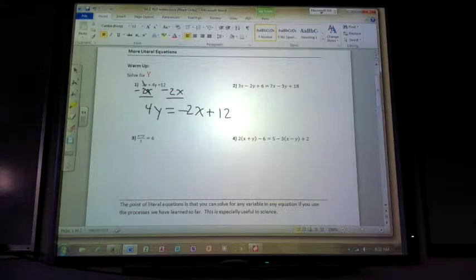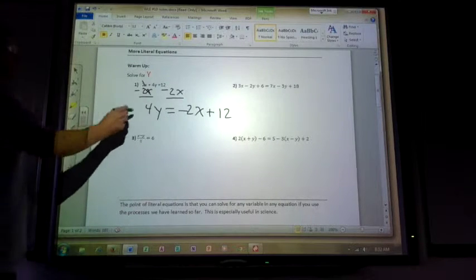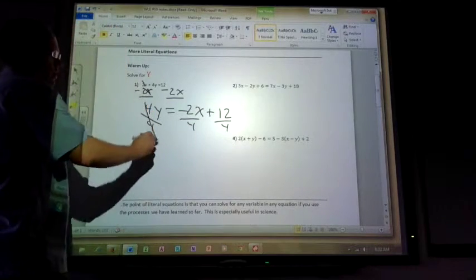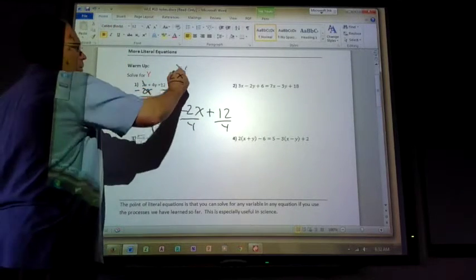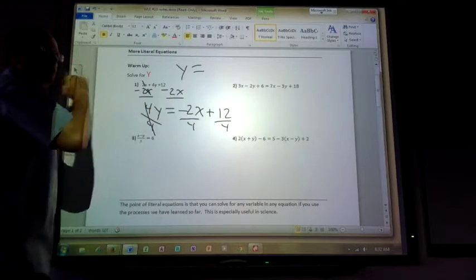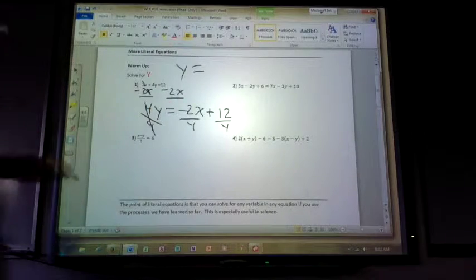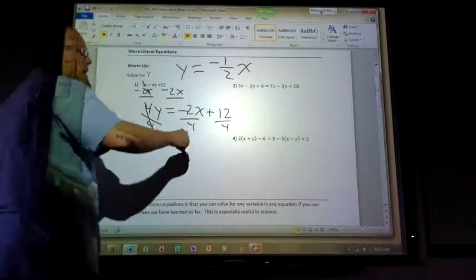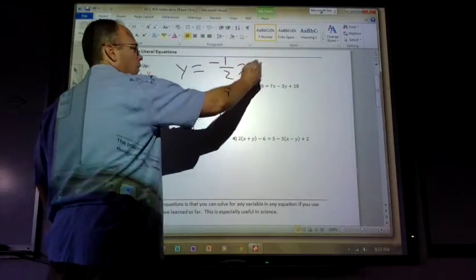I want y all by itself. So what should I do to all 3 terms now? Divide everything by 4. Cool. So divide by 4, divide by 4, divide by 4. Reduce. Those cancel. That leaves me y equals. Negative 2 over 4 is negative half, right? Yeah. Negative half. And then the x comes along for the ride. And then plus 12 over 4, which is 3.